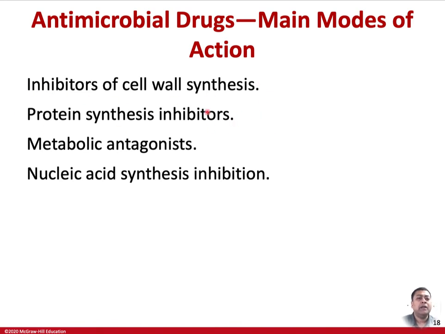The next one is the protein synthesis inhibitors. Remember that bacterial ribosomes are very different from eukaryotic ribosomes. The eukaryotic ribosomes are made up of 40S and 60S subunits, which make an 80S ribosome, whereas the ribosomes of bacteria are made up of 30S and 50S subunits, which make a 70S ribosome. So if we can specifically target some of these drugs to bacterial ribosomes, they are selectively toxic.